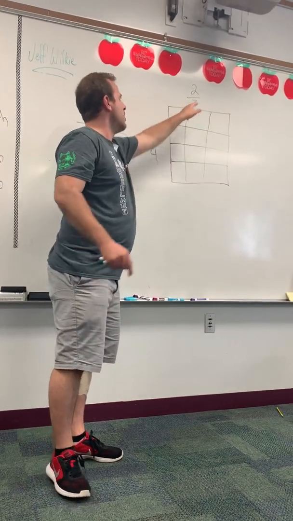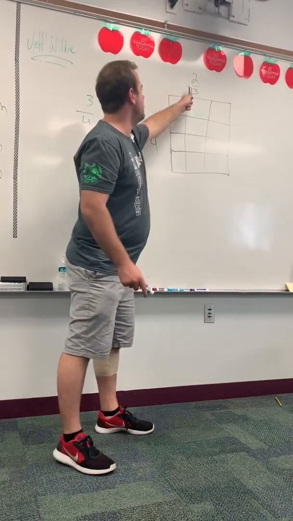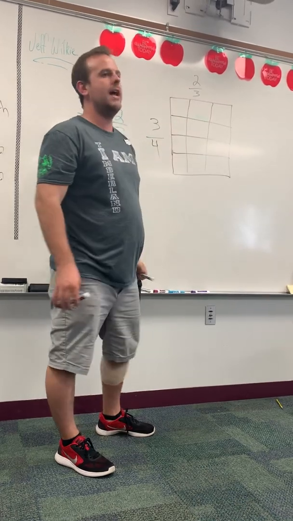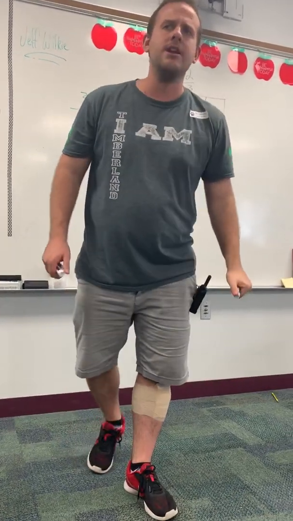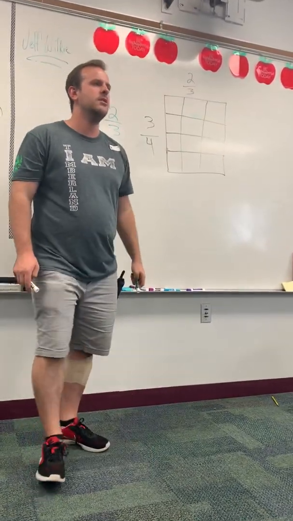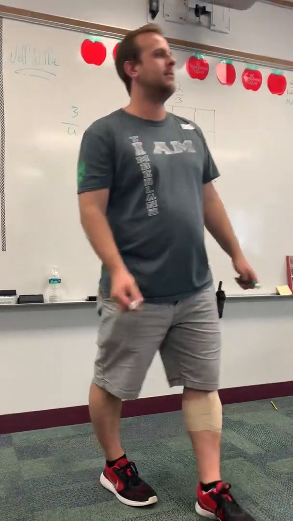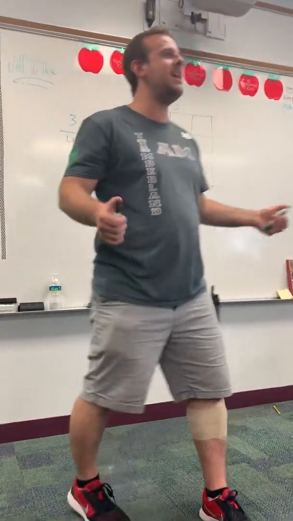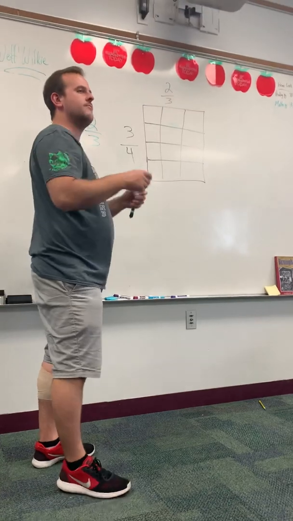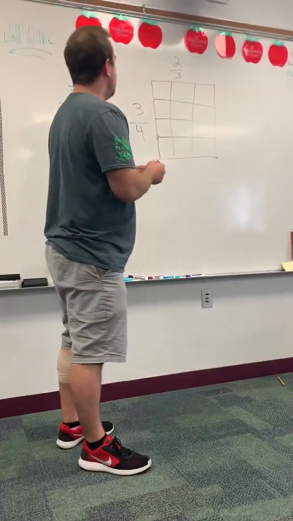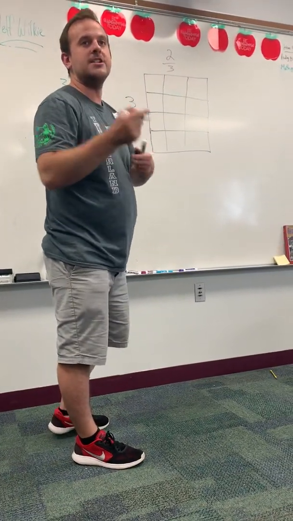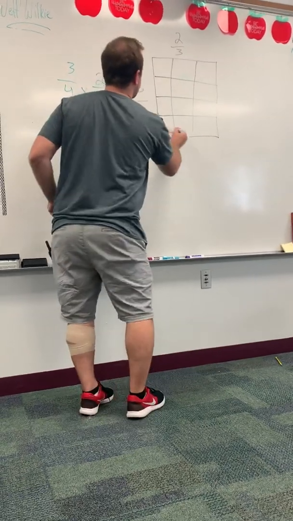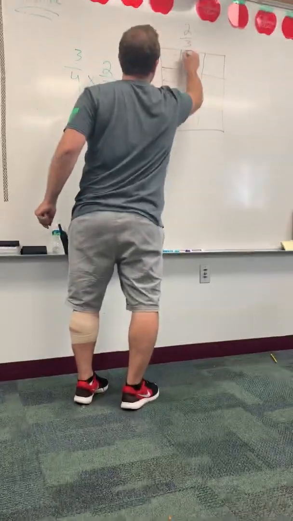So, 2/3. The denominator tells us how many to make. Anyone have a guess at what the numerator, the top number, tells us to do? Kamaya. How many to shade? Awesome. All right. So we're gonna fill in 2 whole columns. Look. See how I did that?